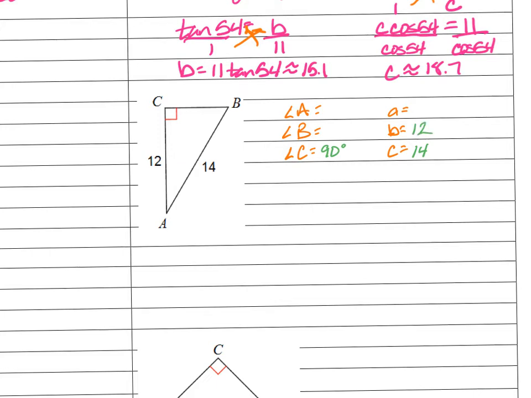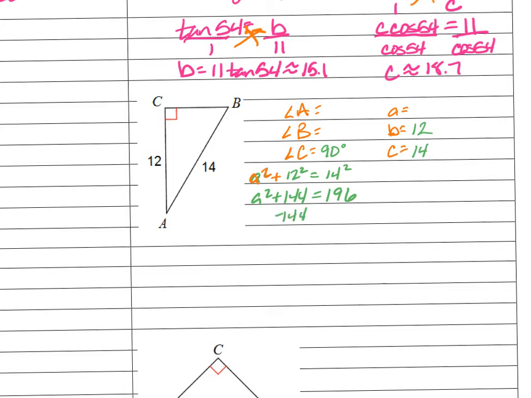Okay, so the easiest thing to find on this one is my missing side, because I know two sides of a right triangle. So I can use the Pythagorean theorem, a squared plus b squared equals c squared. So that means I'm missing a, so a squared plus 12 squared equals 14 squared. So a squared plus 144 equals 196.